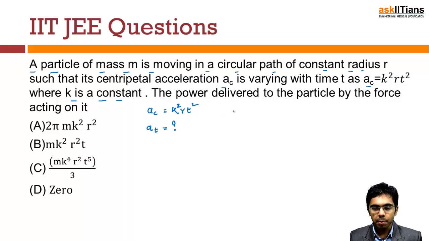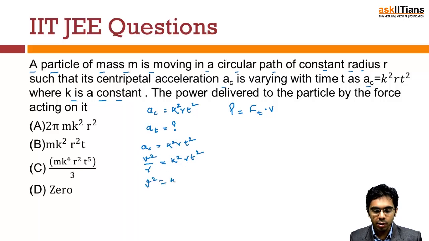So what we can say is that power is equals to force tangential, if it is so, dot V. Therefore we have to check whether there is a tangential force or not. So acceleration AC is equals to k square r t square, and we know that acceleration is equals to speed square divided by radius, v square by r. So this is equals to k square r t square. So v square will be equals to k square r square t square, and hence v comes out to be krt.